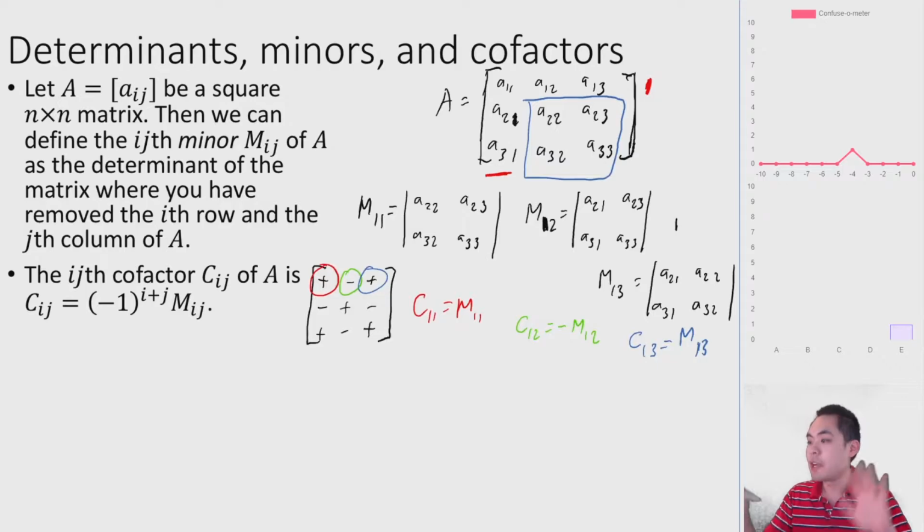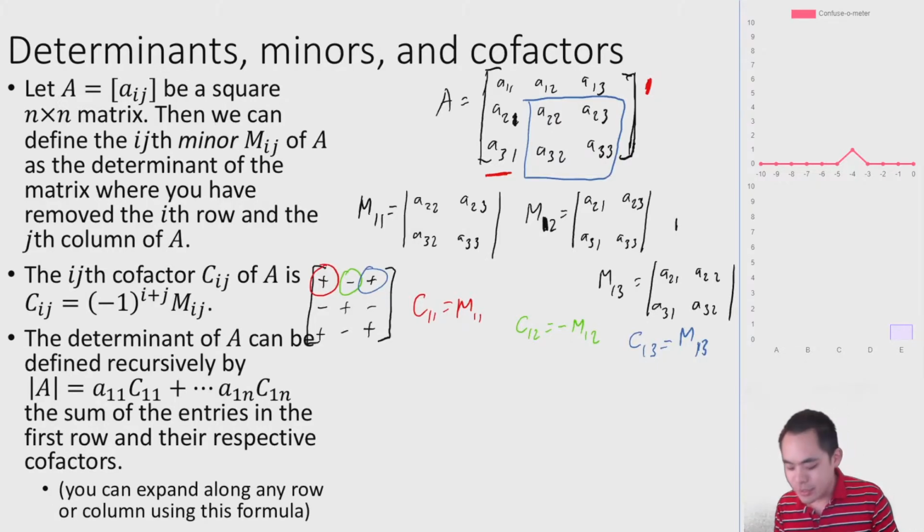So now, once we've defined all this, this gives us a recursive definition of a determinant. Sorry, that overlapped a little bit. But all you're doing is taking some row, for example the first row, or any column. So you can expand along any row or column.